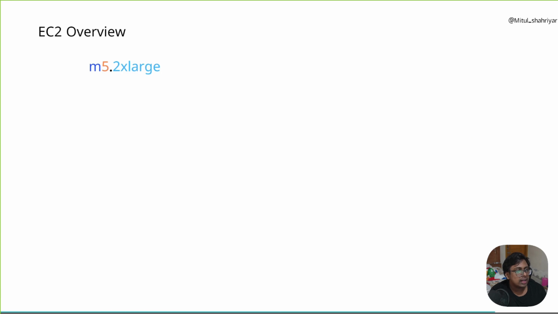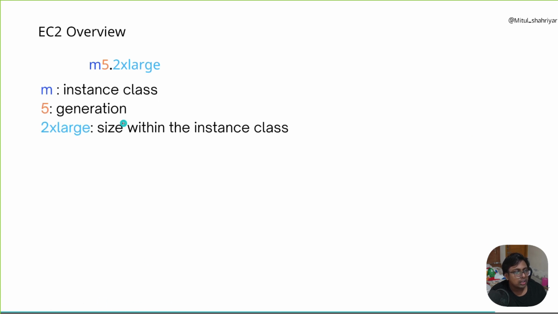Okay, now these are defined in a particular way, right? For example, if you just look here, you can see m5.2xlarge. So here M stands for the instance class, right? You have seen that earlier. Types are basically relating to the class here. Then 5 is the generation, then 2xlarge is the size within that instance class. Okay, you'll see that in the demo.